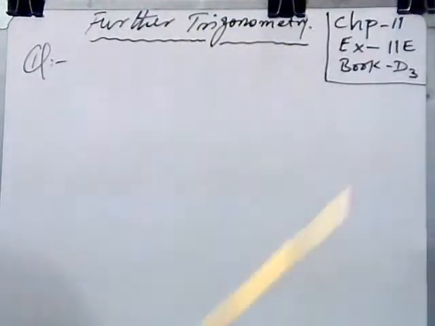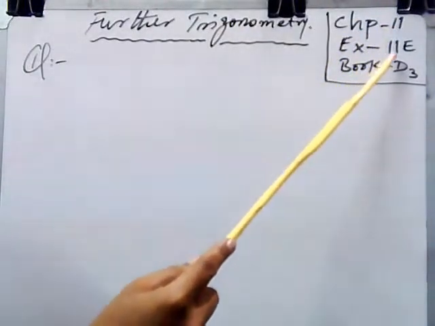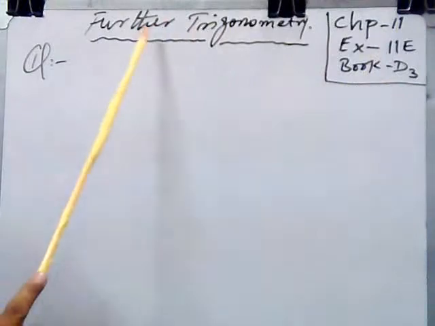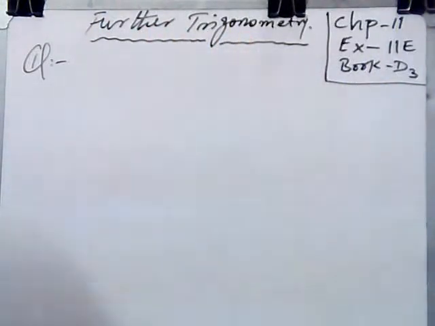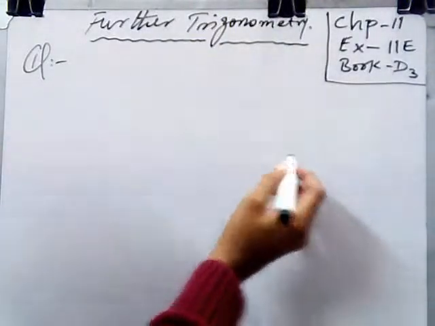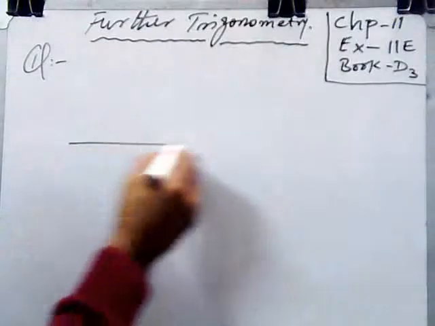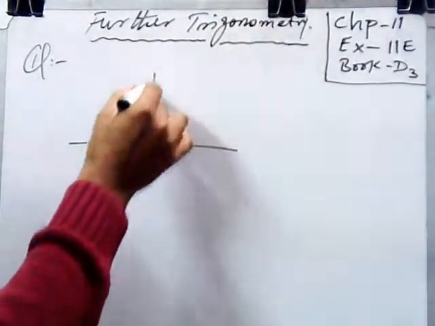Today we will discuss chapter number 11, exercise 11E, book B3, further trigonometry. Question number 1. The figure shows the position OAB. The figure shows the position, as you have a figure that is given to us.